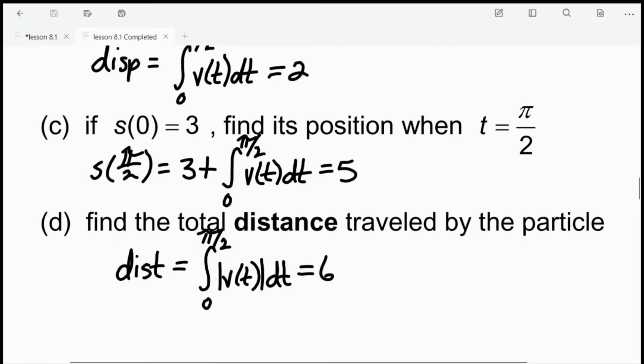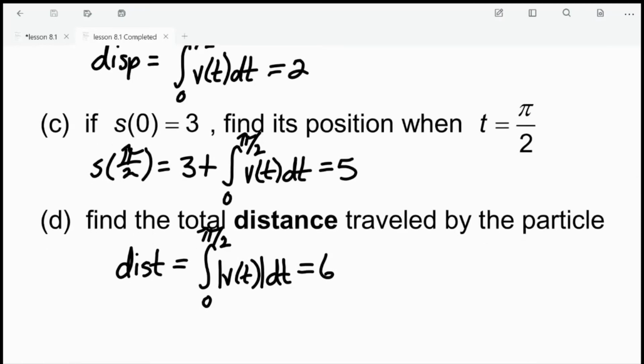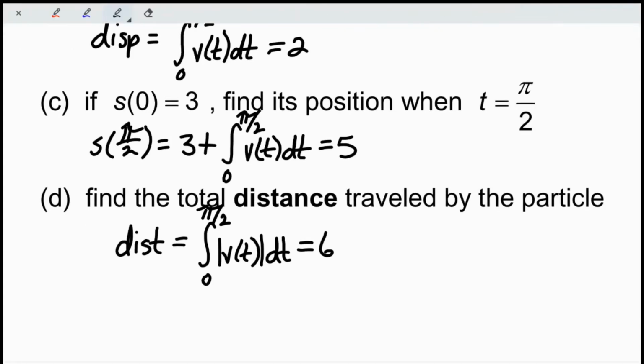Okay, C, same idea. Find the position when time is pi over 2, given that the initial position at time 0 is 3. So I'm starting with my initial position of 3, and then this is my net change, and the end result is I'm now at a position of 5. So I've essentially moved 2 units to the right, which is what we saw in the last problem. The displacement from time 0 to time pi over 2 was 2 units. So I've moved 2 units to the right from the initial position, so I'm at a position of 5.